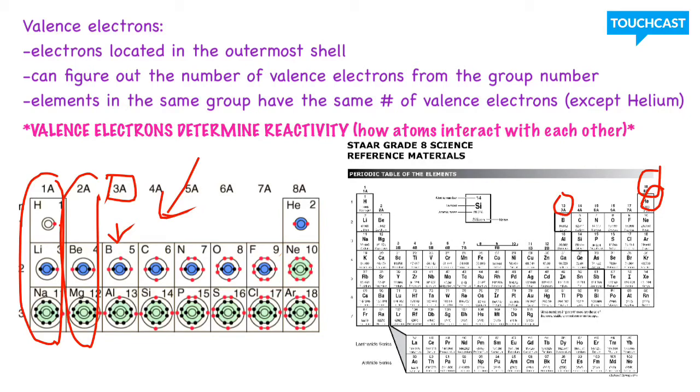14 has 4 valence electrons. 15 has 5, 16 has 6, 17 has 7, and as I said, 18 has 8, the exception being helium, but it does have a full shell like the rest of the elements in its family.